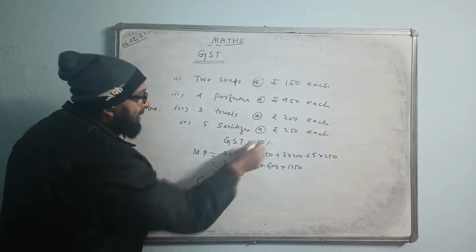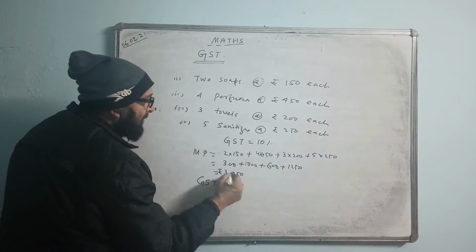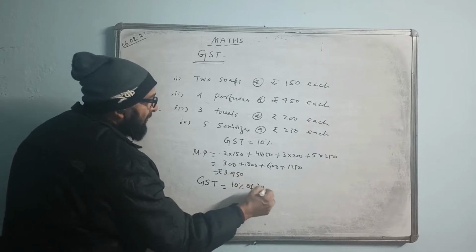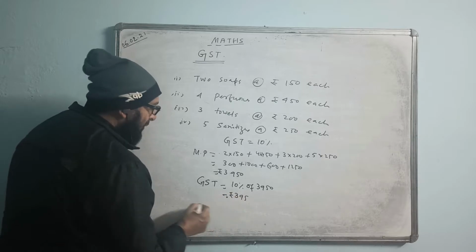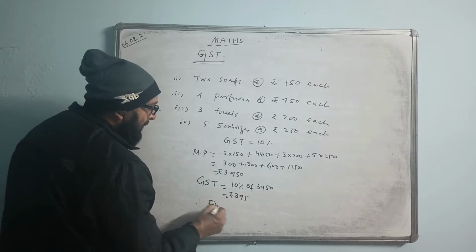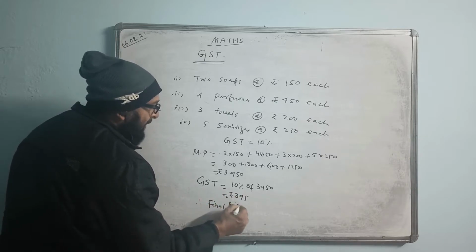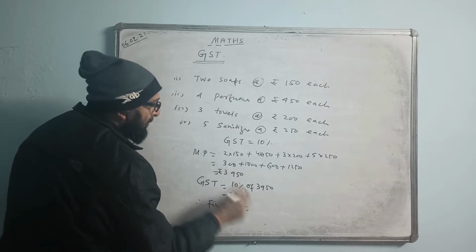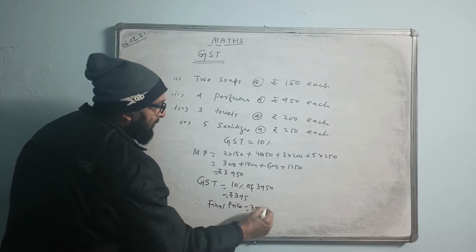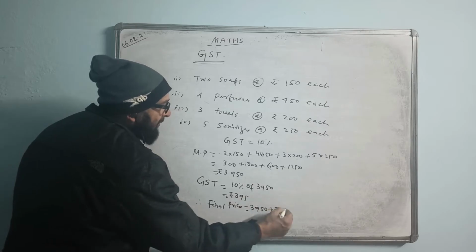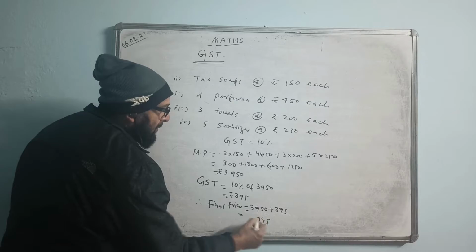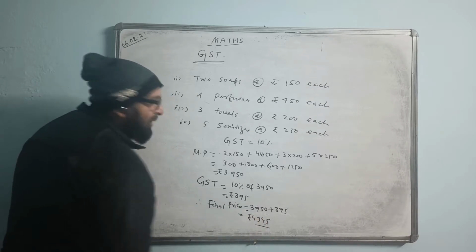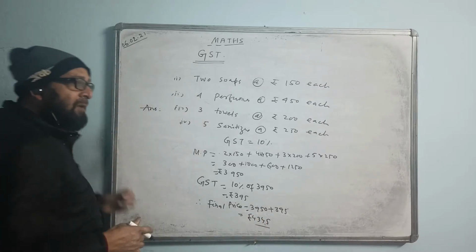How much will be the GST? GST rate is 10%, and 10% of this value of 3950 will come 395. What is the final price? Final price will be total mark price plus this GST amount, 395. And this will be done. So I think this is here: 4345.